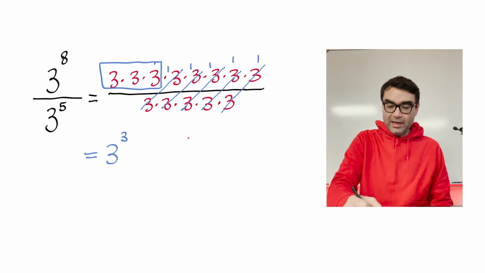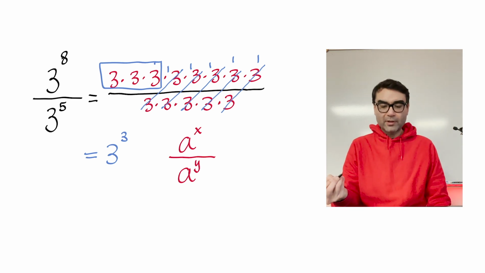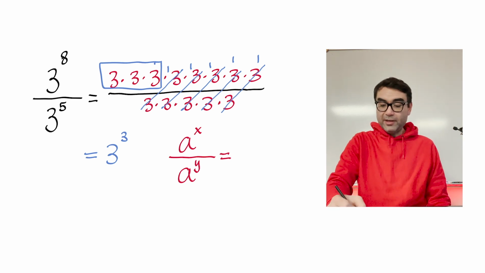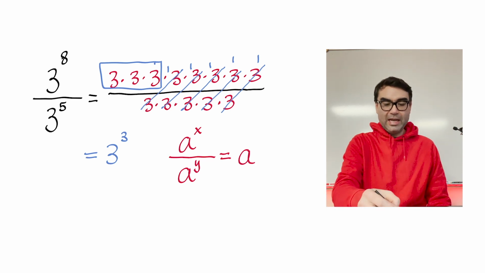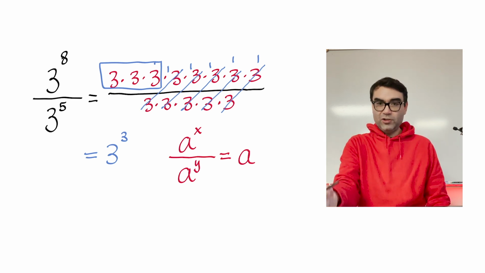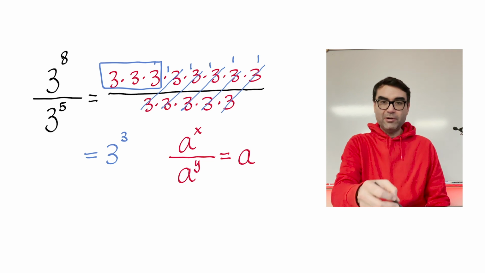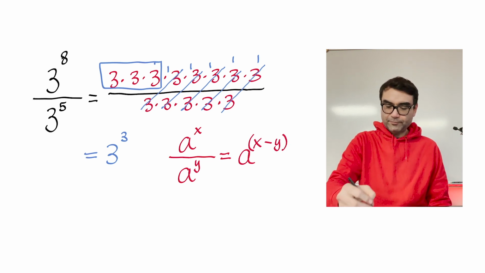If you have a to the x power divided by the same base, a to a different exponent y, we would write this expression as the difference of those exponents, right? Because we had 8 factors of 3 on the top here, and we had 5 on the bottom, and look how many we had left over, 3. So in general, we can say that the top exponent minus the bottom exponent when you divide powers is the result. So this would be x minus y in that case.